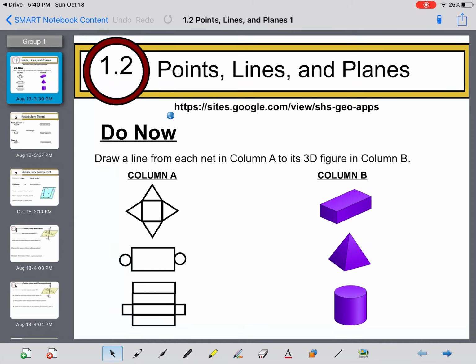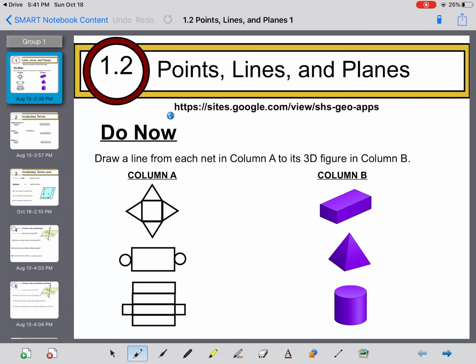Hey everybody, welcome back. This is 1.2 Points, Lines, and Planes. Feel free to pause to complete the do now and then resume the video when you want to check your accuracy. You are drawing a line from each net in column A to its 3D figure in column B. So feel free to pause now and resume the video to check your answers.